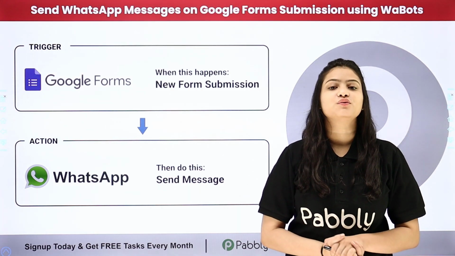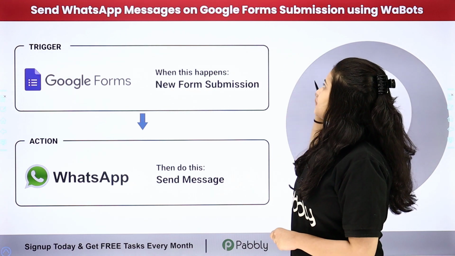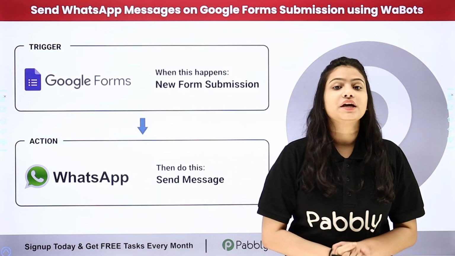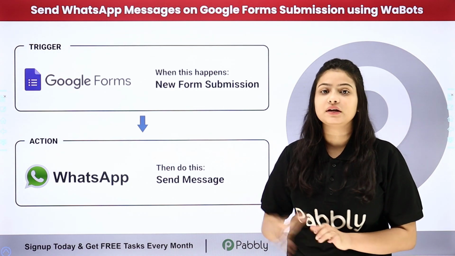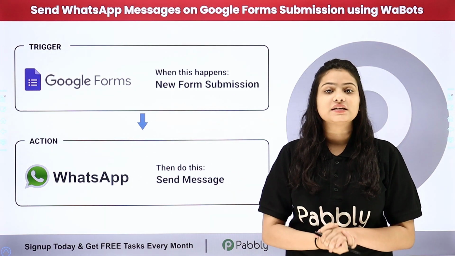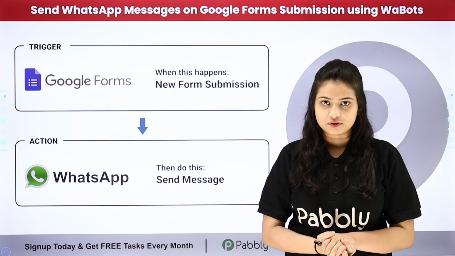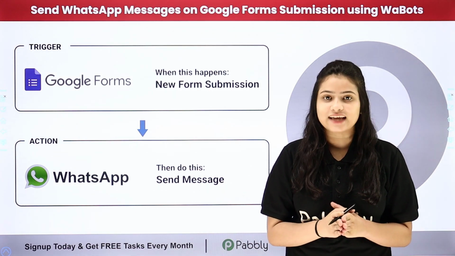In this video, we are going to learn how to send WhatsApp messages on Google Form submission by using WaBots. So here my objective is that whenever a person submits a form in Google Forms, a WhatsApp message should automatically be sent to that same person. So how are we going to automate this entire process?